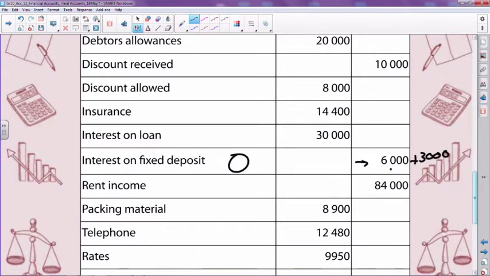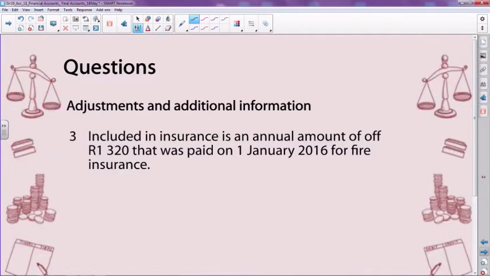And as you can see, 90,000 times 10%, remember, will give you 9,000. So if you add these two together, you will get the full annual percentage, 10% of your investment of 90,000. Hope you got this one right. Let's go look at the third one.